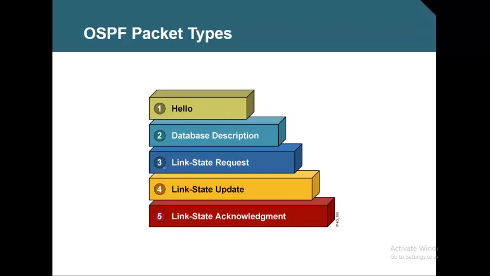So this is not a serial number. This is a number that is given to this type of packet. LSU is always packet number 4. If you are using Wireshark or a debug command, you will see this number.